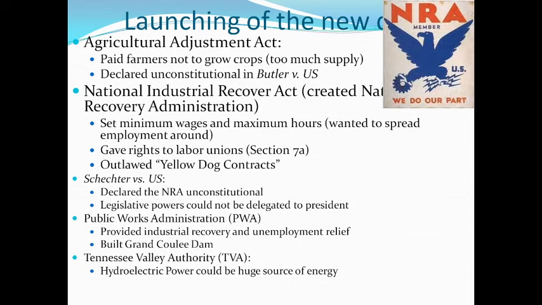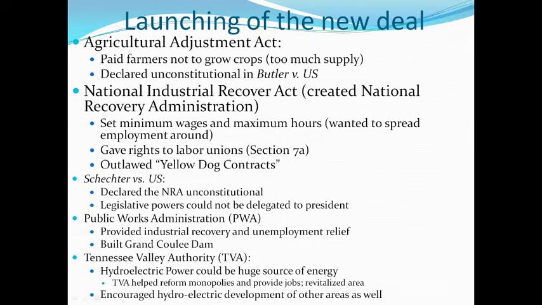Then we have the TVA, or the Tennessee Valley Authority, where hydroelectric power could be a huge source of energy. And again, this just put forth more jobs. Because it was an alternate source of power, the TVA helped reform monopolies, because it would kind of distribute the industries so that just one source of energy could not take over the whole industry. And it was actually very helpful to nearby areas as well.